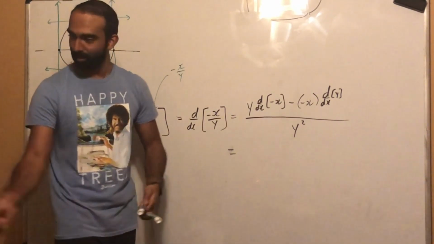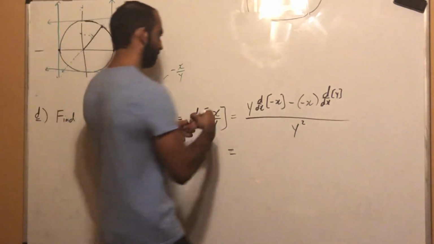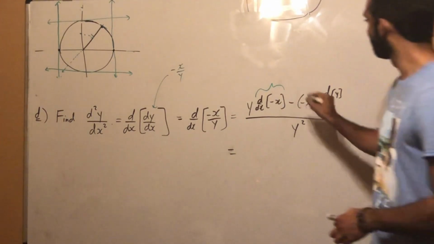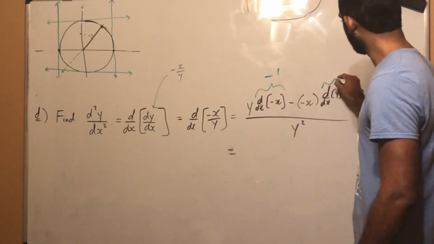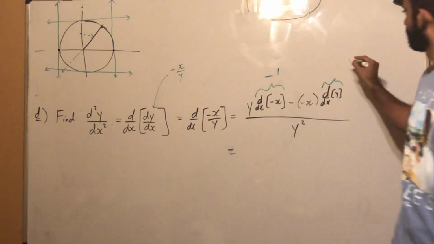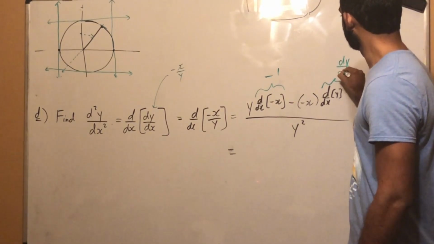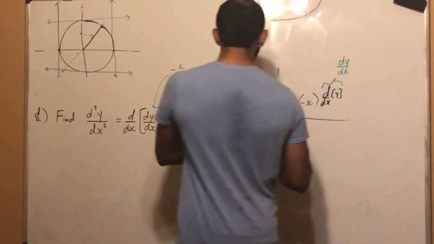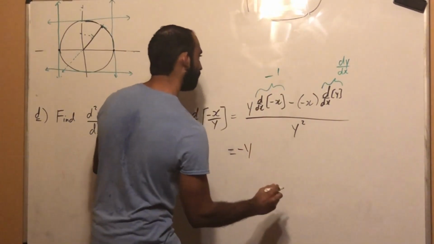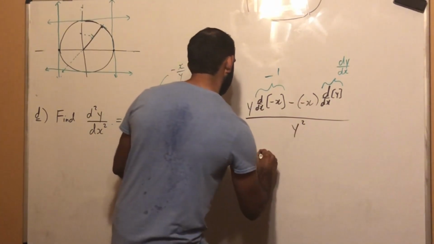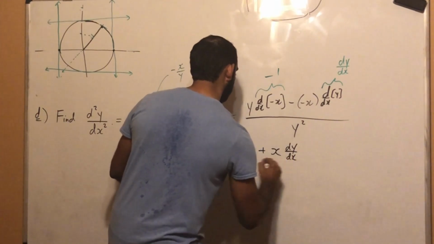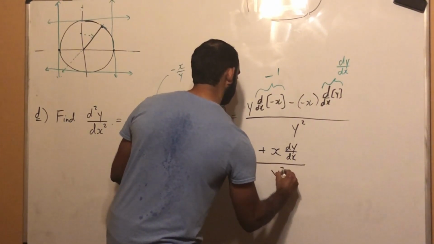So, how can I simplify the numerator in some way? What's that piece right there? Minus 1. And of course, the derivative operator in x acting on y is just another way of saying dy over dx. So I have y times -1, negative y, minus minus becomes plus, and then I got that dy over dx, and that's all over y squared.